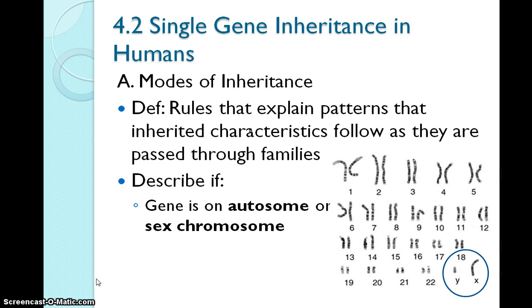We will spend a lot of time talking about sex chromosome linked traits in another chapter. Most of what we talk about in this chapter will then be genes that are located on autosomes. The second thing we can look at in terms of modes of inheritance is whether a trait is dominant or recessive. So we will be looking at autosomal dominant and autosomal recessive traits in this chapter. First, let's start with autosomal dominant traits.